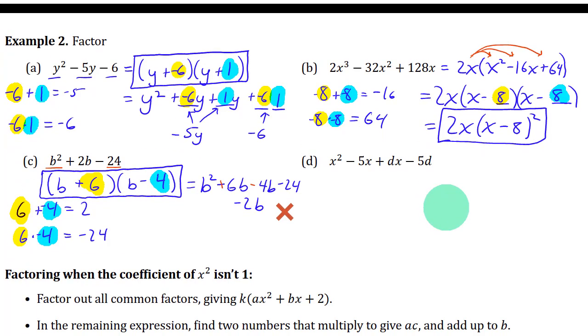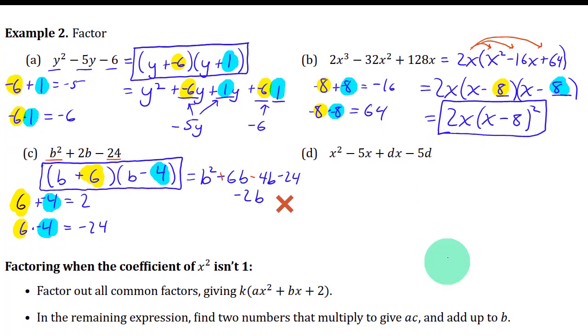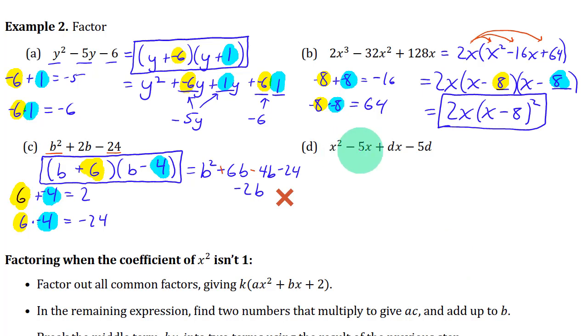All right. So yeah, let's look at part D here. We've got x squared minus 5x plus dx minus 5d. How's this going to work? This doesn't really have the same format as these other problems. These other ones had 3 terms. This one has 4 terms because it's got 2 variables involved. So what do you do here?